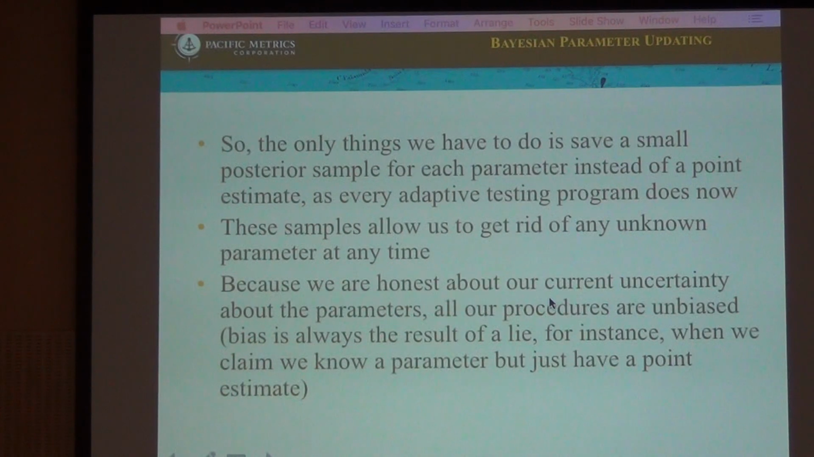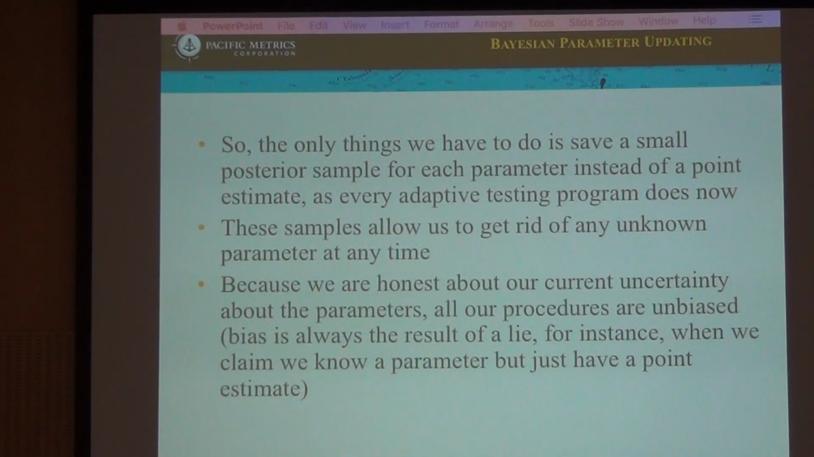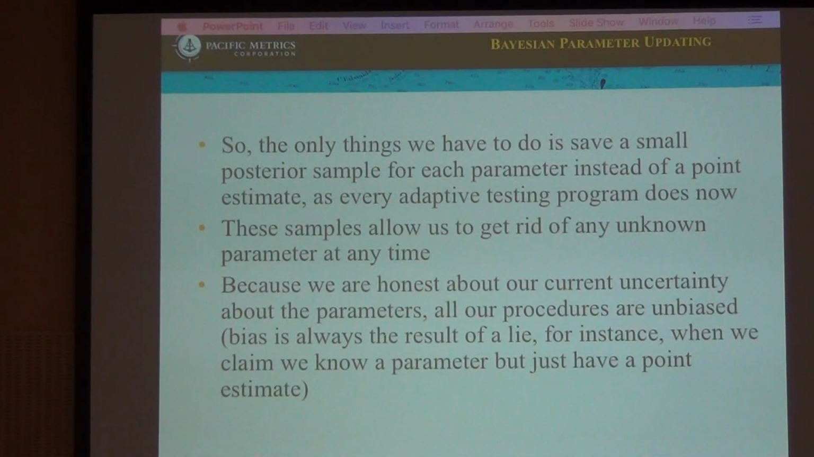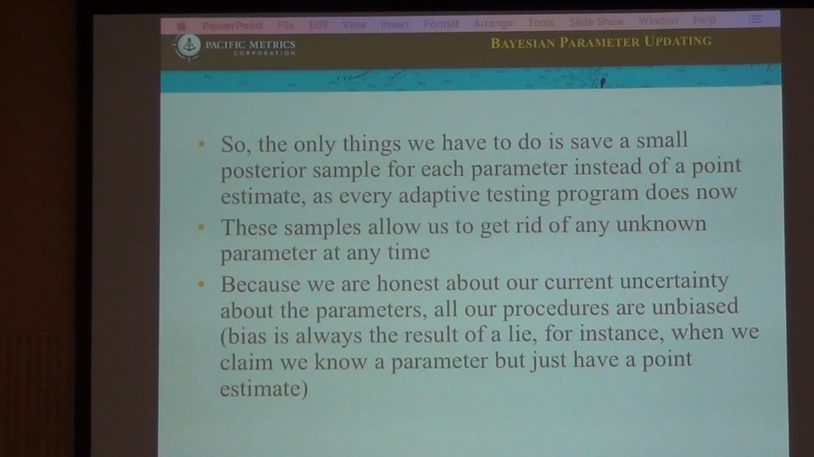So the only thing you have to do is save a small posterior sample from each parameter instead of a point estimate, which is what every program does now. And I think I've done that too, I admit, but it's silly. I was a typical user of the EAP estimator for theta during adaptive testing. This means you calculate the posterior and then pick the average and you throw everything away. You never use it, which is stupid. Why throw that away? Why not just keep it and calculate it in this way?